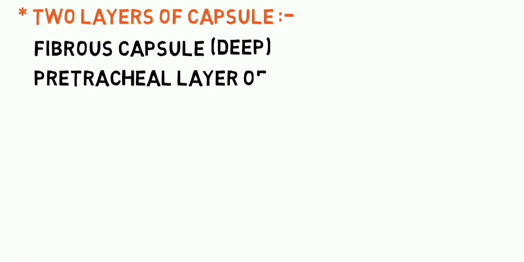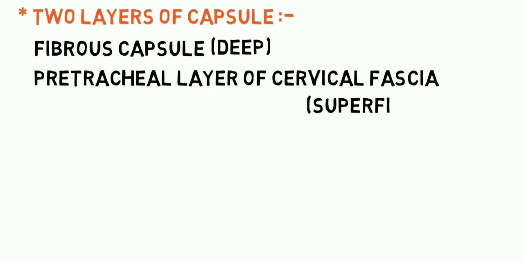Okay, now basically there are two layers of capsule which surround the thyroid gland. The first one is the fibrous capsule, which is the deep layer which surrounds the thyroid gland. The next one is the pretracheal layer of the deep cervical fascia, which forms the superficial part of the capsule. These basically keep the thyroid gland intact in its position.